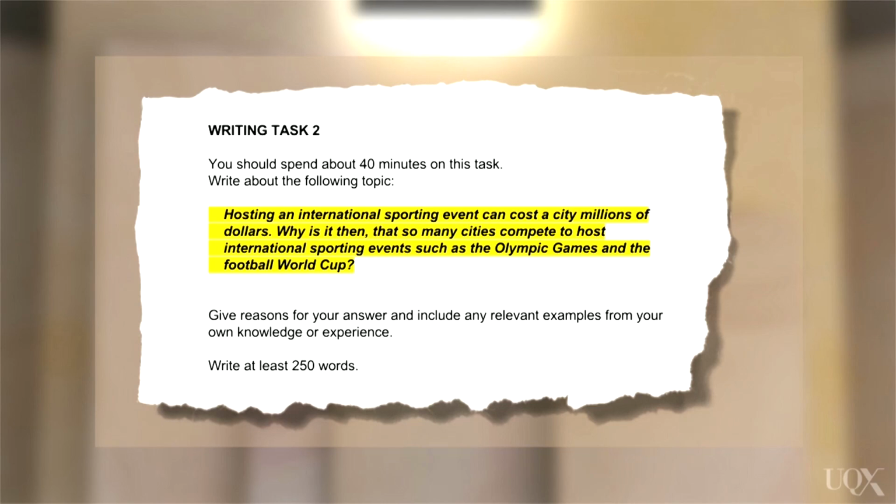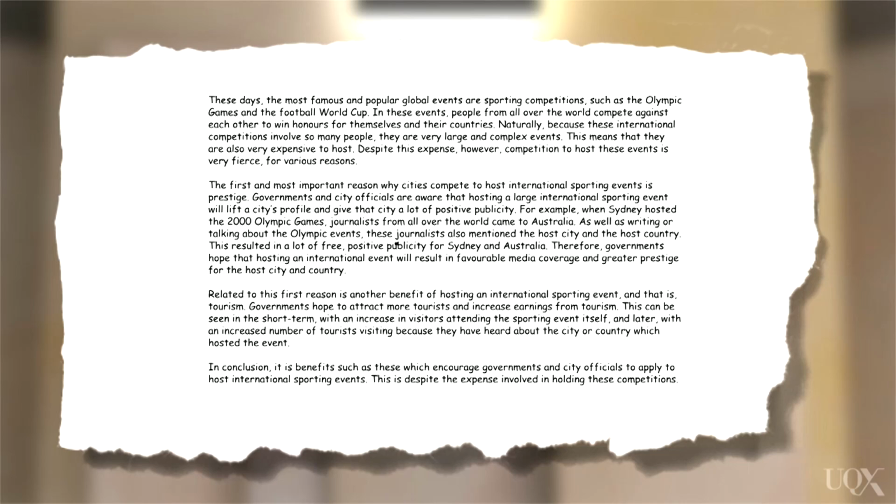Let's look at a sample essay now, so that you can see what the structure looks like. First, here is the question. You can see it's about why countries host large sporting events like the Olympics, even though they're very expensive. What do you think? What might be some possible reasons? And this is what the whole essay looks like. This essay is about 290 words long, and it's divided into 4 paragraphs. Let's briefly look at each one now.